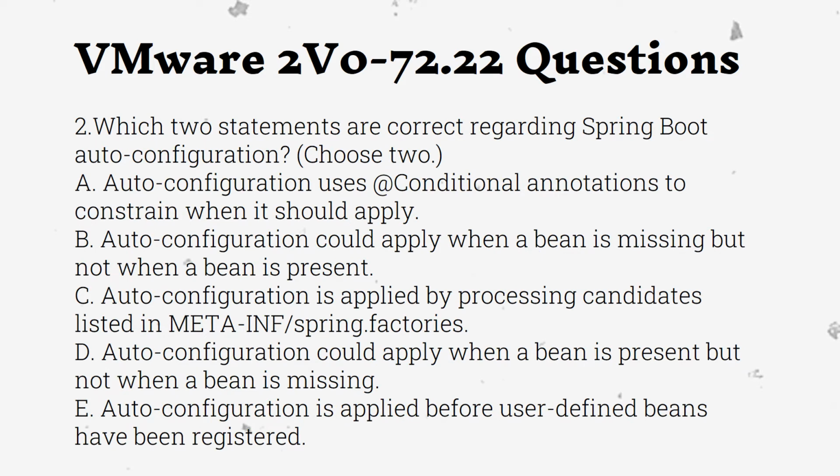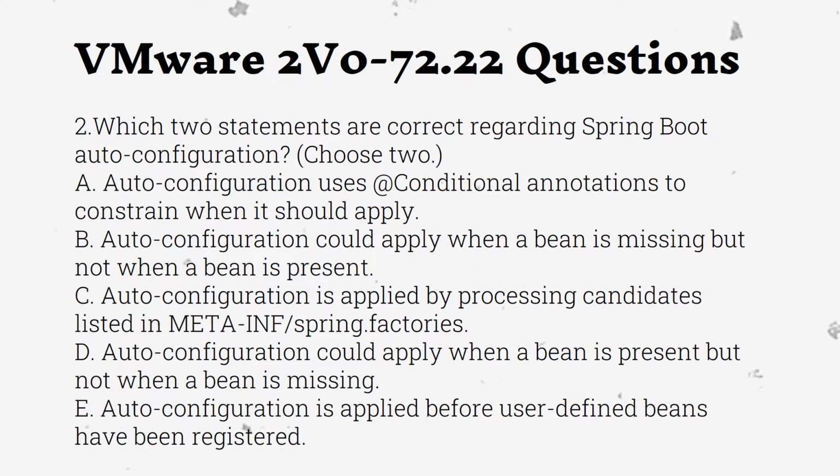2. Which two statements are correct regarding Spring Boot auto configuration? Choose 2. A. Auto configuration uses conditional annotations to constrain when it should apply. B. Auto configuration could apply when a bean is missing but not when a bean is present. C. Auto configuration is applied by processing candidates listed in META-INF spring.factories.